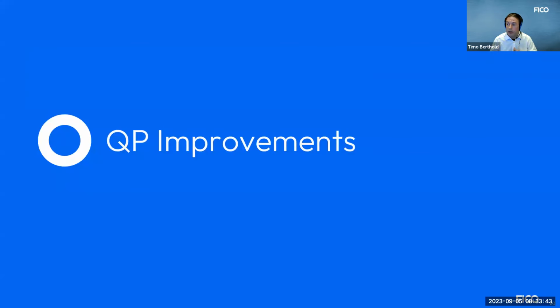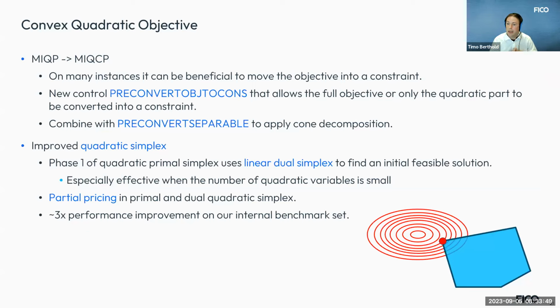Before that, I would like to talk about some improvements to our continuous solvers, in particular, quadratic programming solvers. There's one simple functionality here, which allows you to reformulate an MIQP as an MIQCP. For mixed integer instances with a quadratic objective but linear constraints, in some, not in all cases, it can be beneficial to move the objective into a constraint and work with a linear objective. There are now two controls which allow you to have this done by the solver rather than doing it yourself.